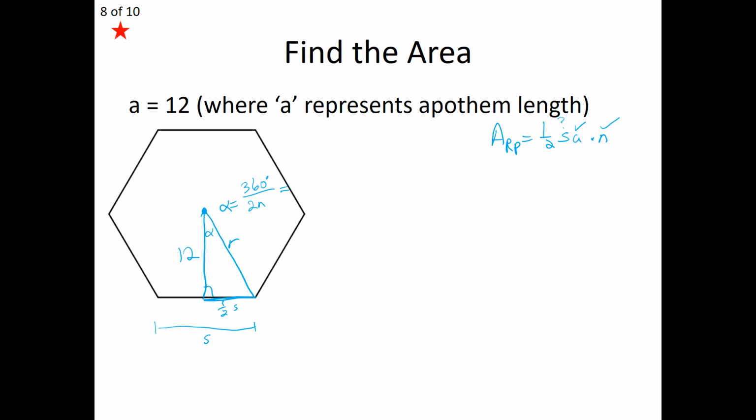So let's go ahead and calculate what that acute angle measure is. We have 6 sides, so we have 360 divided by 2 times 6, which is 12, so we're doing 360 divided by 12. That gives us a beautiful angle measure of 30 degrees.